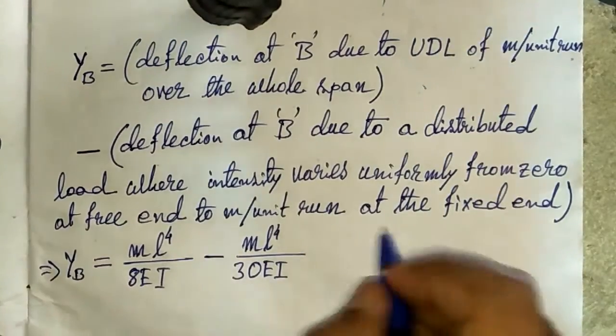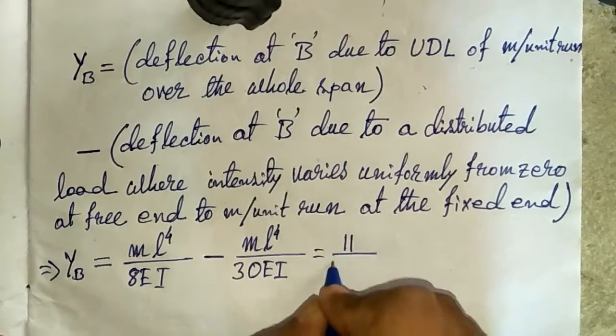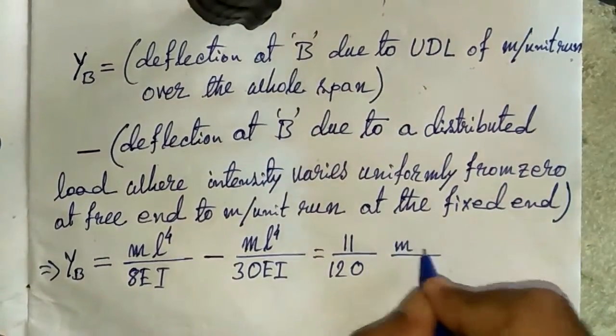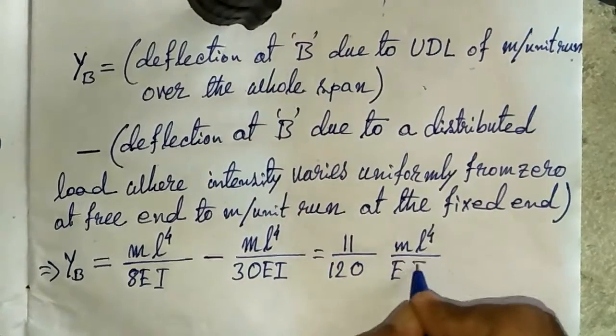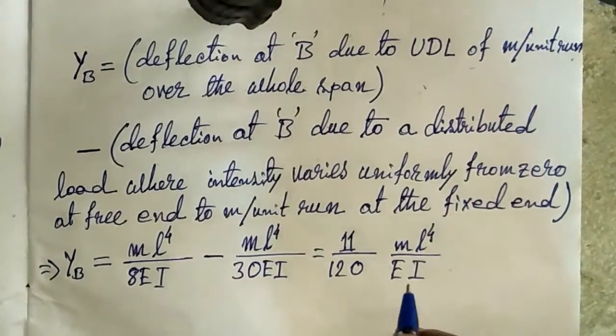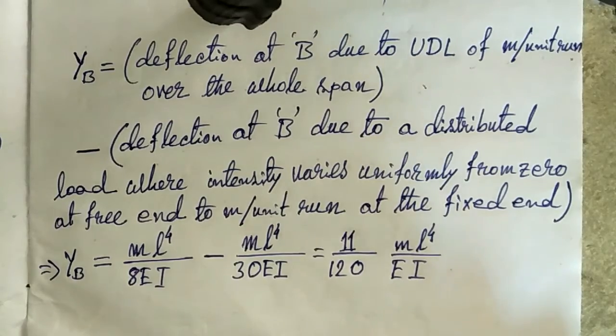So that becomes 11 by 120 m L to the power 4 by EI. Okay, so this is the expression for deflection for this kind of load.